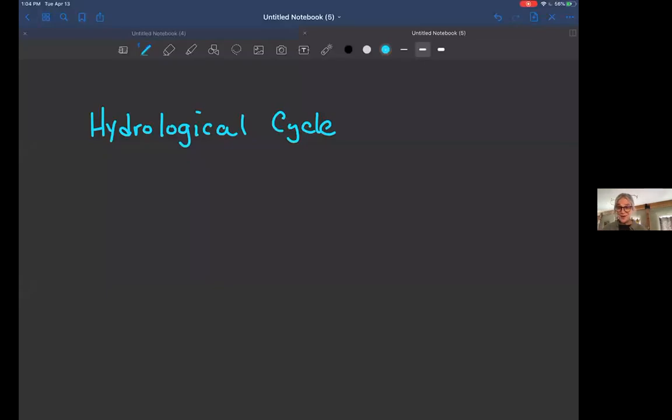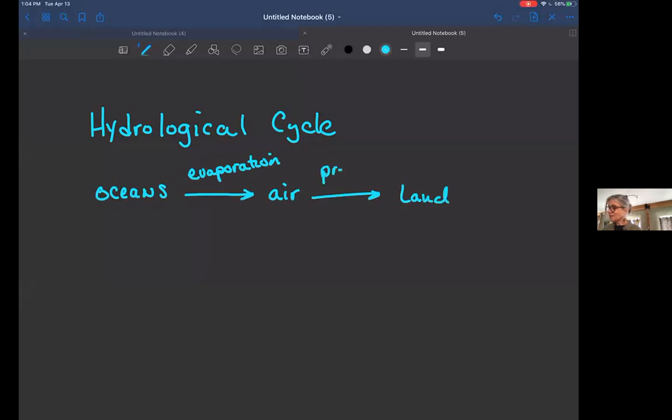So what we've been talking about is actually referred to as the hydrological cycle. This is the idea that we can talk about water ending up in the oceans, and then through evaporation, it goes into the air. So let's put evaporation. And then it comes back and it forms clouds, and then it goes back to the land. And this would be precipitation.